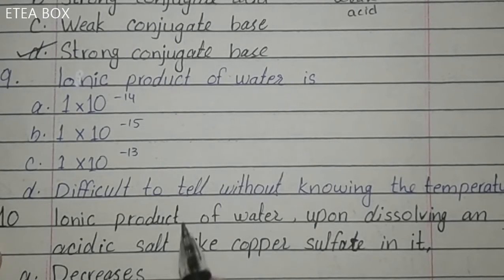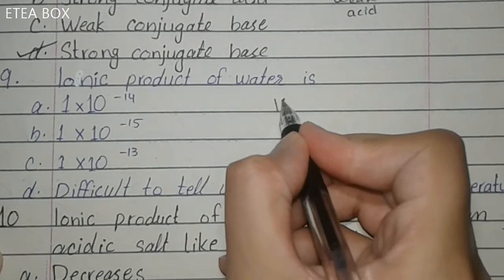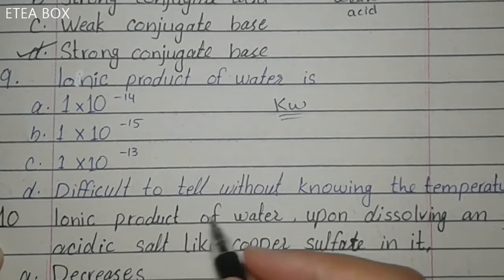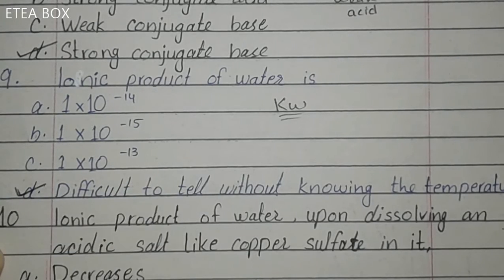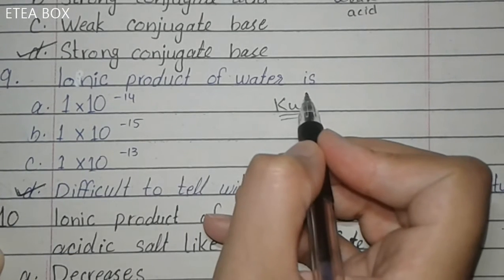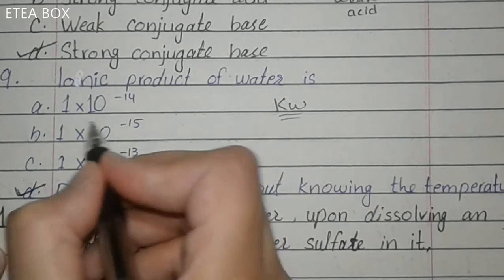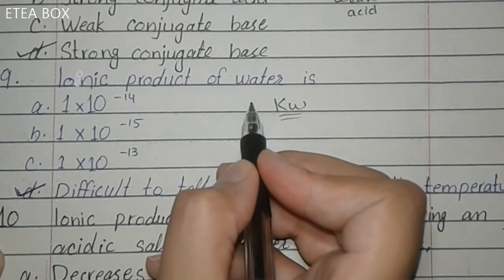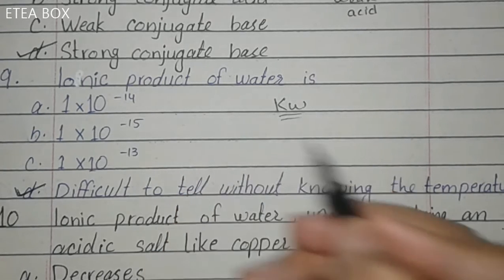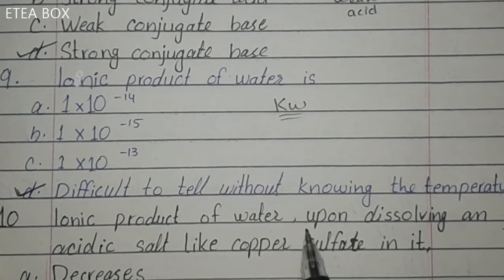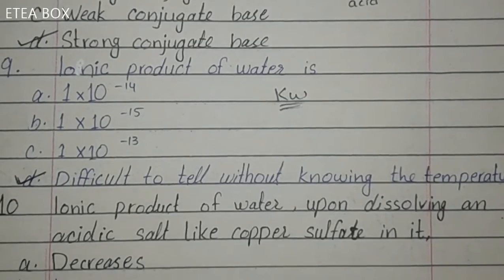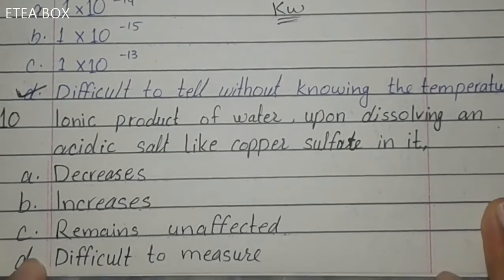Ionic product of water Kw depends upon the temperature. So look here, difficult to tell without knowing temperature. This option is correct, because here the temperature is not mentioned, but we only know that at room temperature it is this one. But in the MCQ they have not given whether it is the ionic product of water at room temperature or another temperature. So it is difficult to tell without knowing the temperature. Kw only depends upon the temperature, so we can't predict the Kw value without temperature.